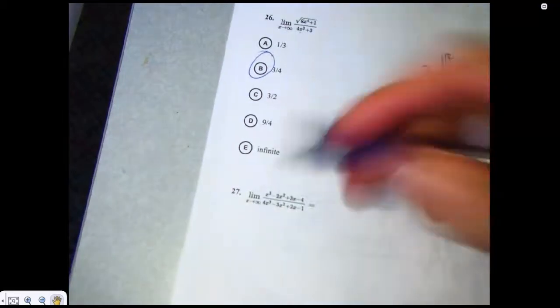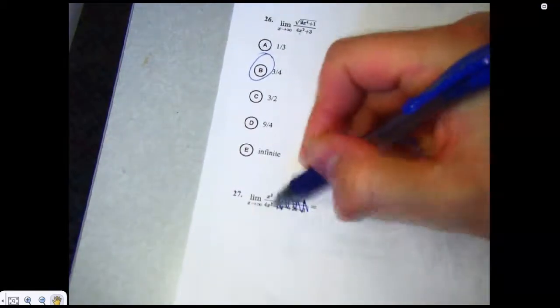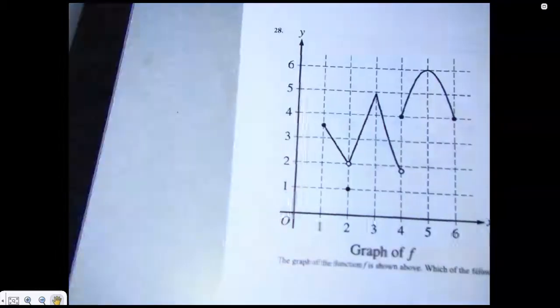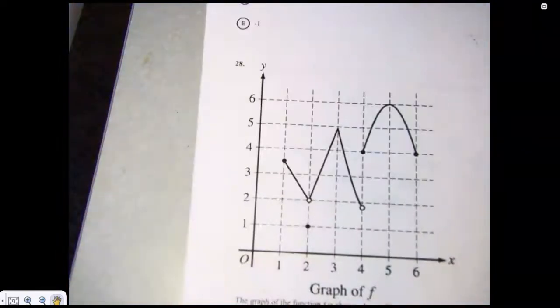26. Simplify the top part, you get 3x squared. On the bottom, it's 4x squared. Well, the highest powers are tied. You get 3/4. Number 27. None of that stuff matters. Highest powers are tied. Cross them out. 1/4. 28.